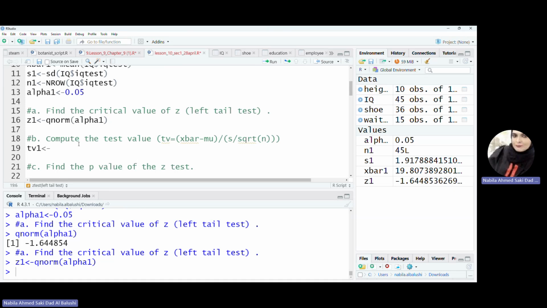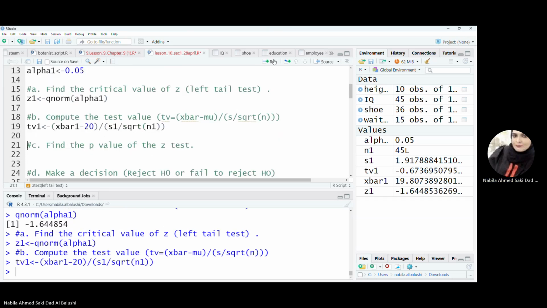Let's calculate now. The value of x bar we have saved for this question as x bar 1. X bar 1 minus the value of mu. We did not save it, so we can just write 20, divided by the standard deviation saved as S1 over the square root of N1. So now we have saved the test value. The test value is also negative because this is a left tail test.